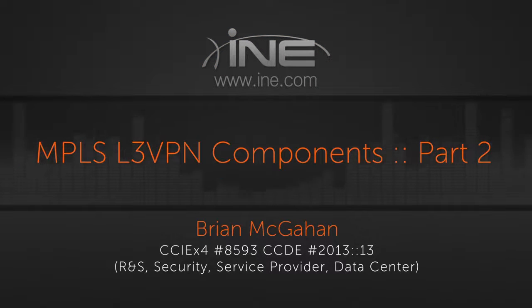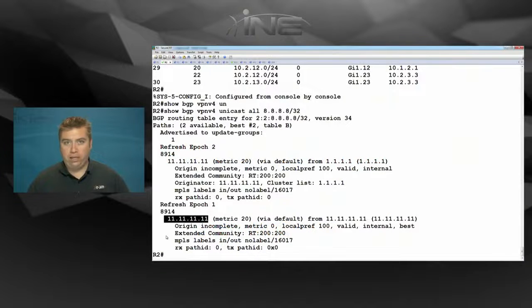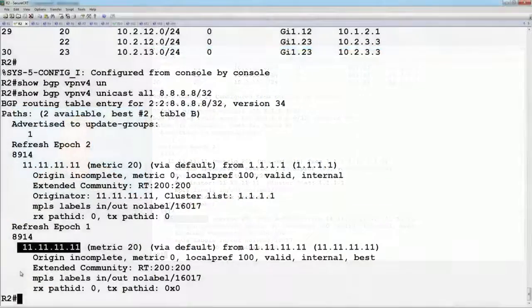So again, the key point of the VPNv4 update here is that the next hop value of 11.11.11.11 points us towards the IGP plus BGP transport label that we use to tunnel the traffic over the core. Now, once we get to the egress PE, which is XR1 in this case, they have removed the top label and they see label 16017.